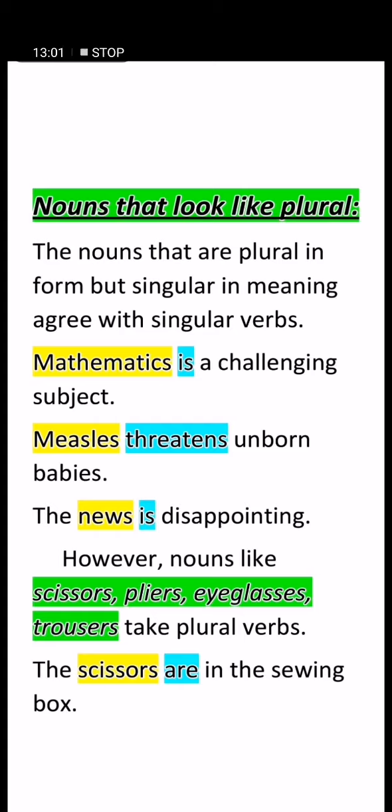However, some nouns are always plural, like scissors, pliers, eyeglasses, trousers. They always take plural verbs. The scissors are in the sewing box.